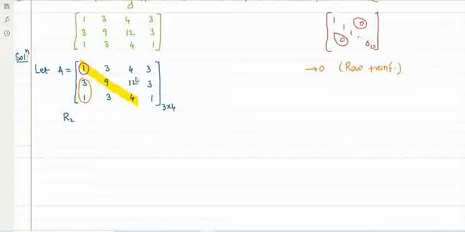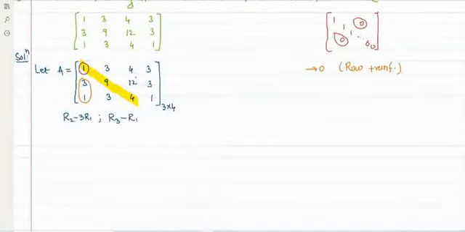R2 equal to R2 minus 3 R1. Okay. In the chat box, most of the students are writing R2 minus 3 R1. Correct. Simultaneously, suppose you want to reduce this element to 0, then you have to use this row element only and don't use R2. First listen, take your time. Yes, R3 minus R1. Okay.